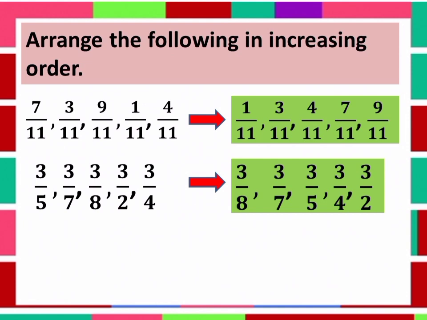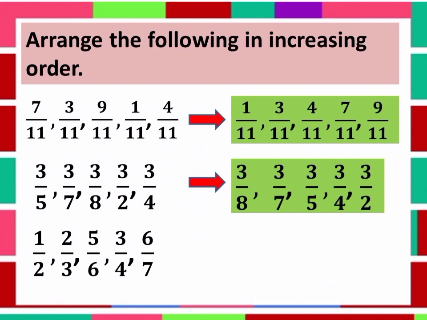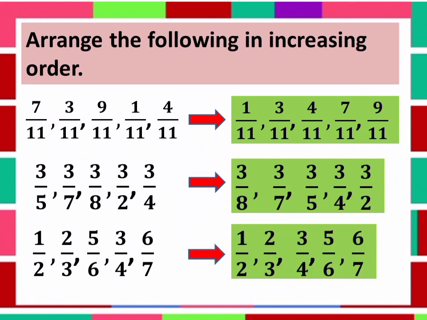Okay, next example. Paano to? Ano ba ang gagawin kapag ganito na hindi naman sila magkapareha ng numerator, hindi rin sila pareha ng denominator? So, ang gagawin natin dito ay gawin natin silang decimal numbers. So, this will be the answer. So, 1/2, 2/3, 3/4, 5 over 6, and 6 over 7.